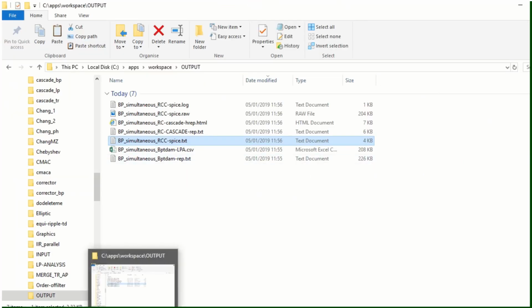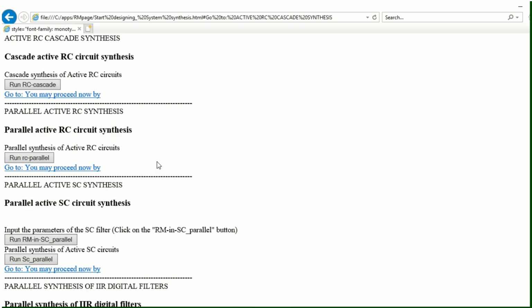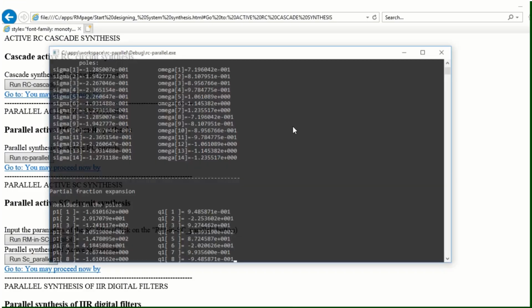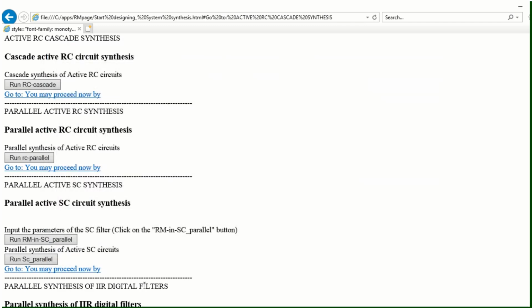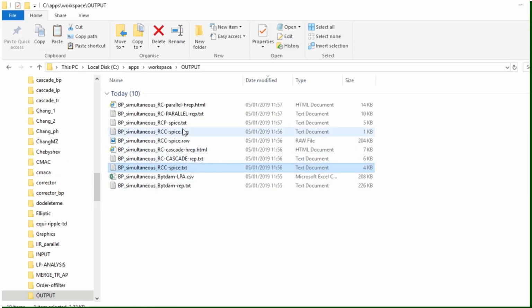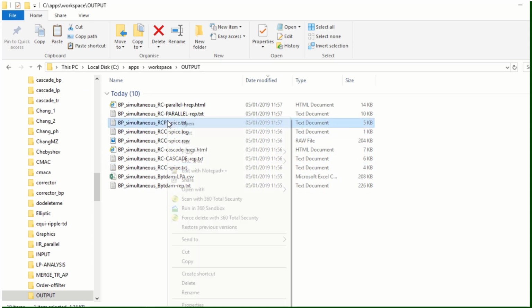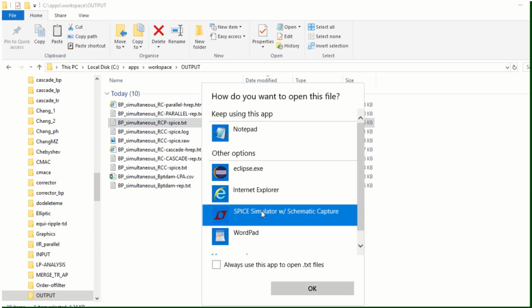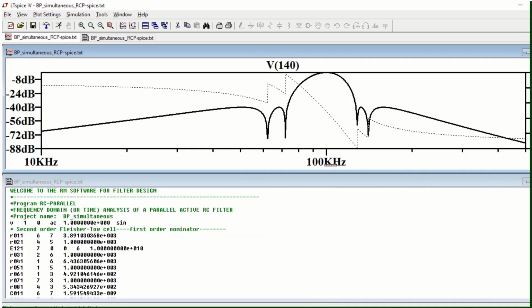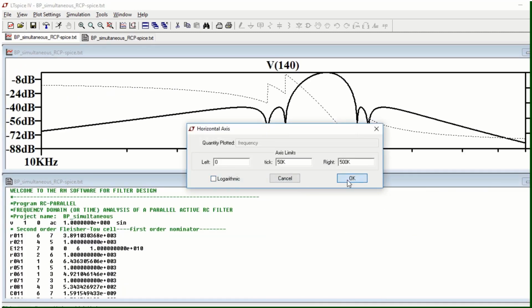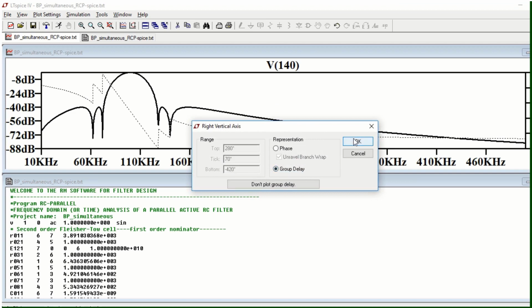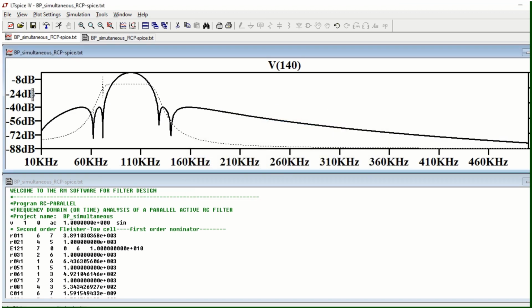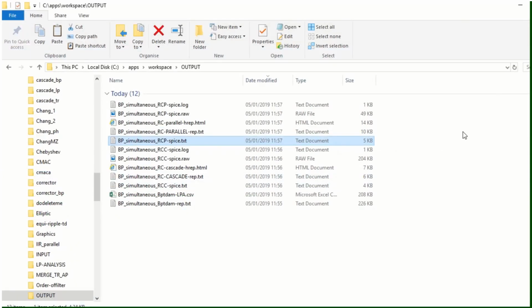Now we will proceed with the RC parallel and look for the new SPICE RCP. And again, we are getting perfect response, constant group delay, and arithmetically symmetric amplitude characteristic.